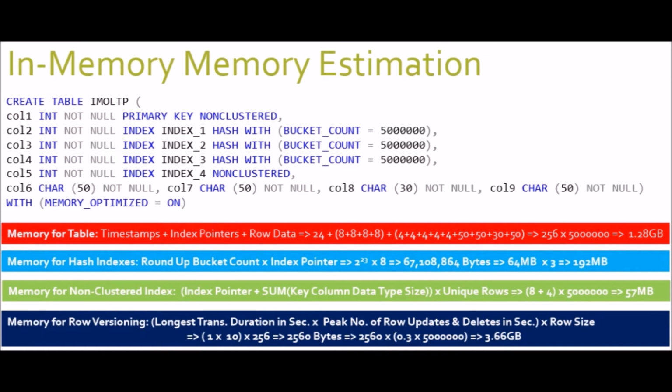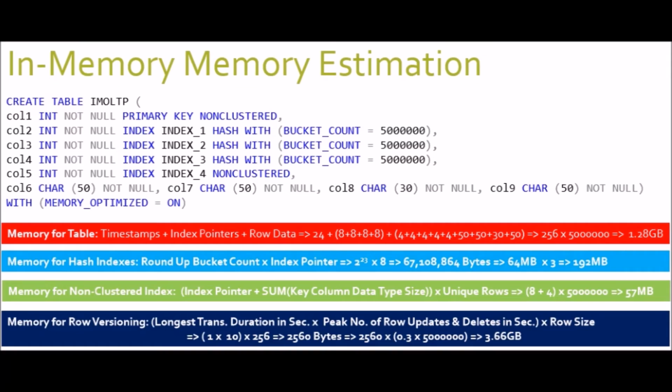They are integer values, as you see. The first one is a primary key non-clustered. The second one is a hash index. The third one is also a hash index. The fourth one is a hash index, and the fifth column has a non-clustered index. Columns 6, 7, 8, and 9 are just normal columns, with memory optimized on. We don't consider the primary key. We don't calculate the primary key non-clustered. So we only calculate column indexes 1, 2, 3, 4.